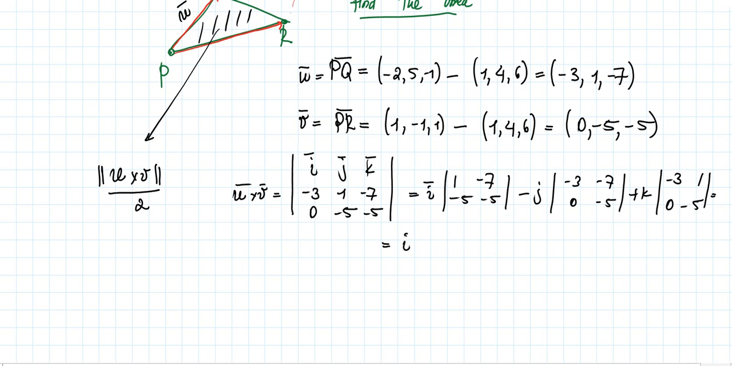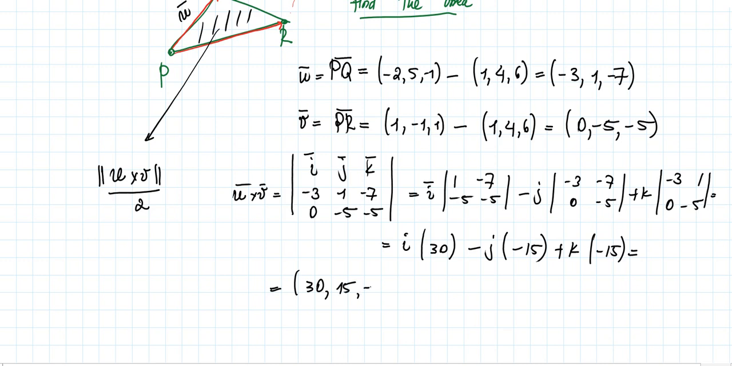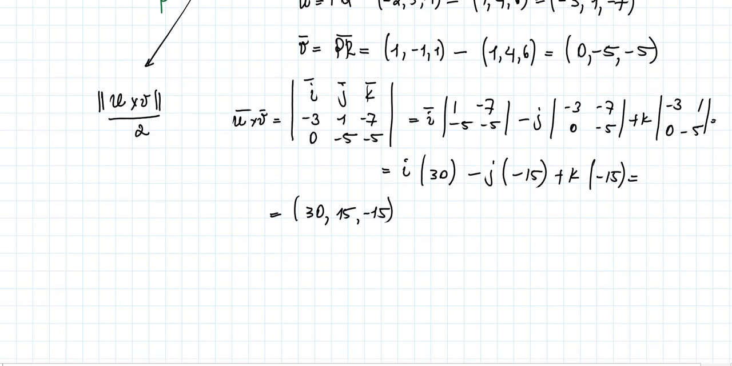It's going to be I multiplied by -5 plus 35, which is equal to 30. Minus J multiplied by -15, and K multiplied by -15. This is going to be a vector with the components 30, 15, and -15. So the area of the triangle is going to be equal to the norm of this vector, 30, 15, and 15, divided by 2.